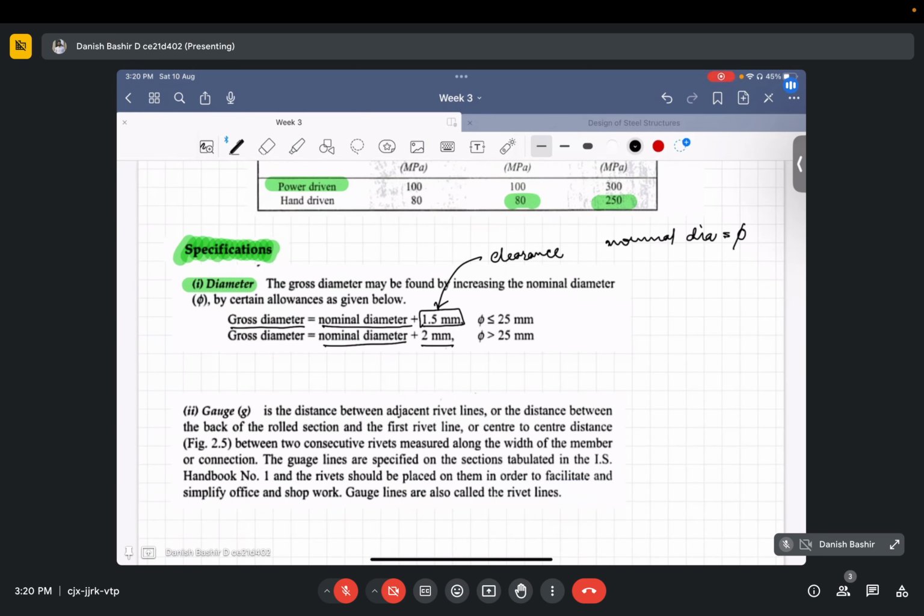What gauge is, it is actually the distance between the adjacent rivet lines. If there are two rivet lines, it is the distance between the two adjacent rivet lines, or the distance between the back of the rolled section and the first rivet line, or the center to center distance between two consecutive rivets measured along the width of the member or connection. The gauge lines are specified on the section.